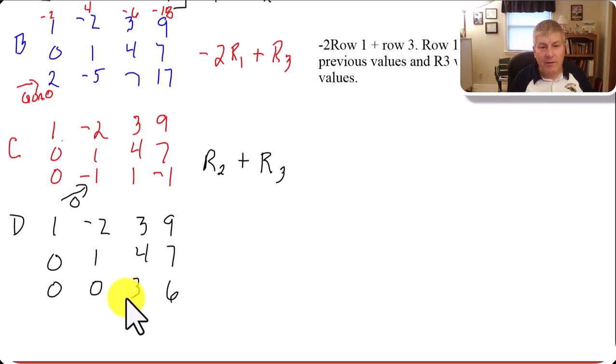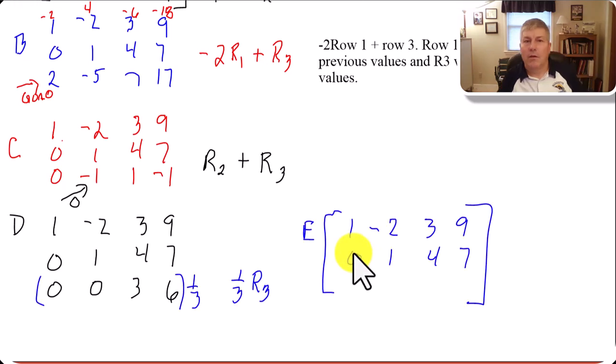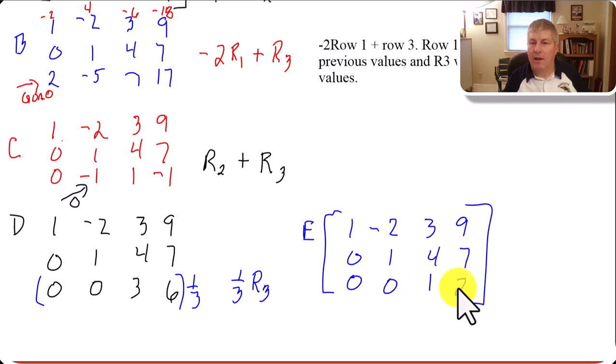The only thing I'm missing here is a 1, and that is very fixable because I can multiply this third row by 1/3, making that 3 a 1, and this a 2, and I will be in row echelon form. So my final matrix E here, when I multiply this row by 1/3, row 1 stays the same, row 2 stays the same, row 3 then becomes 0, 0, 1, and 2.